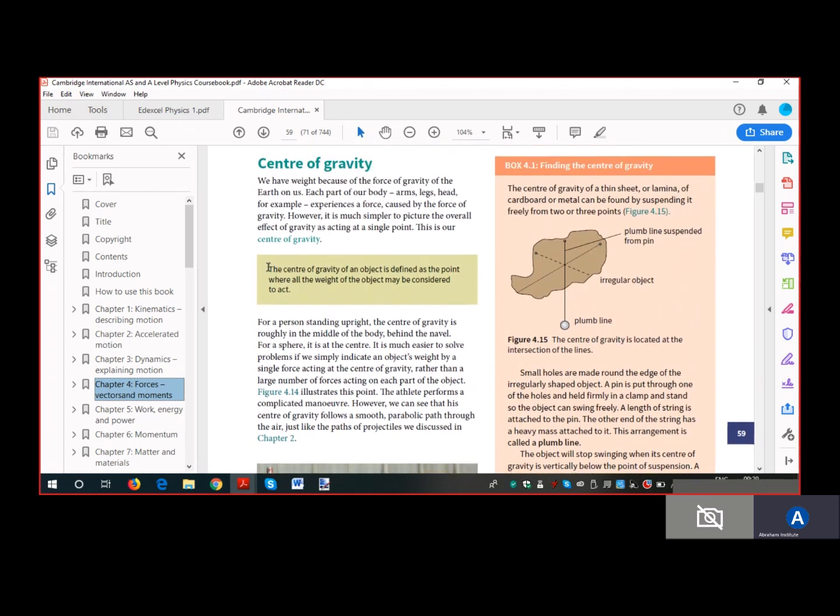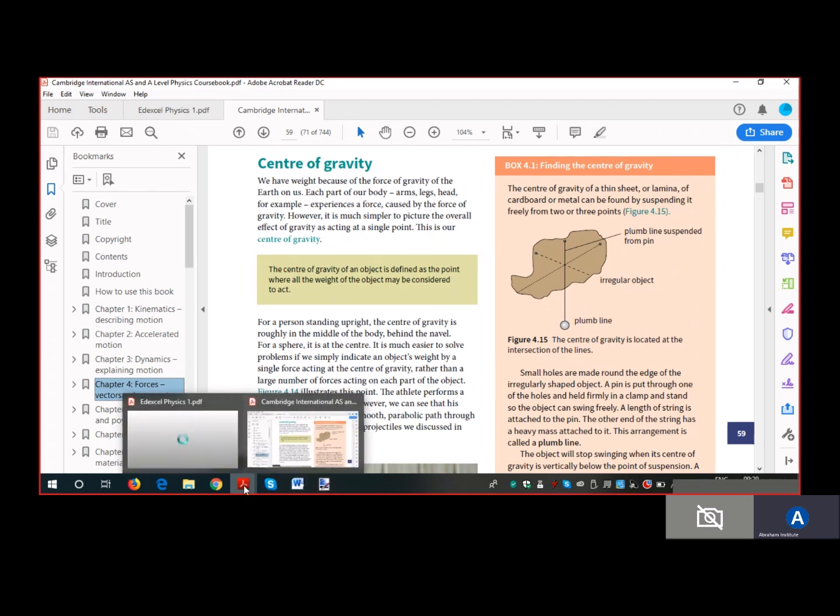The center of gravity of an object is defined as the point where all the weight of the object may be considered to act. Very simple. So you can use this definition. Again, the center of gravity of an object is defined as the point where all the weight of the object may be considered to act. So all the weight of the object is considered to act there. That is the center of gravity.